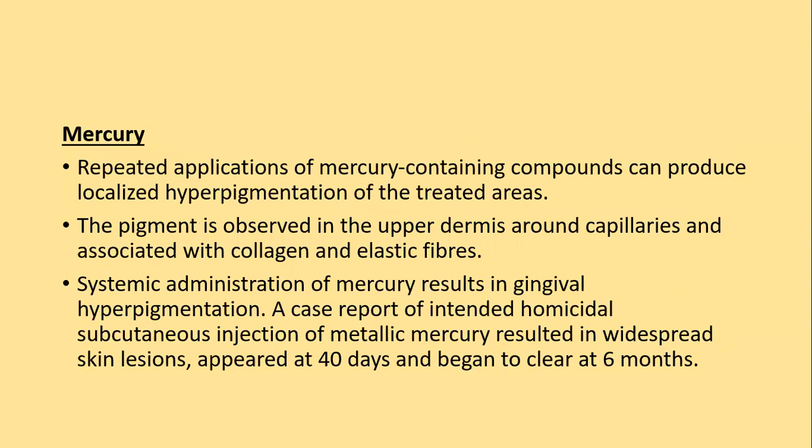Mercury. Repeated application of mercury-containing compounds can produce localized hyperpigmentation of the treated areas. This pigment is observed in the upper dermis, around the capillaries, and associated with collagen and elastic fibers. The systemic administration of mercury results in gingival hyperpigmentation, and a case report of intended homicidal subcutaneous injection of metallic mercury resulted in widespread skin lesions that appeared after 40 days and began to clear in 6 months.